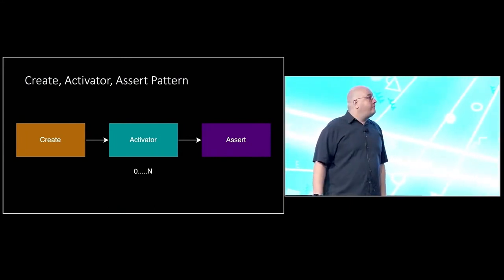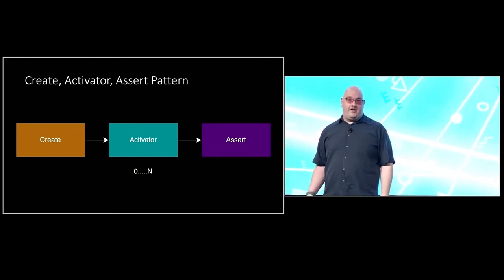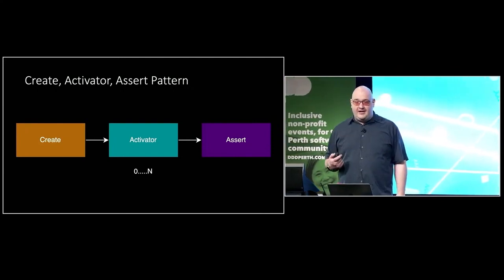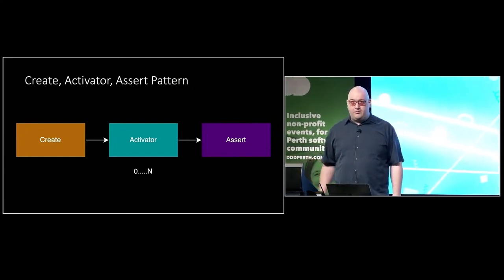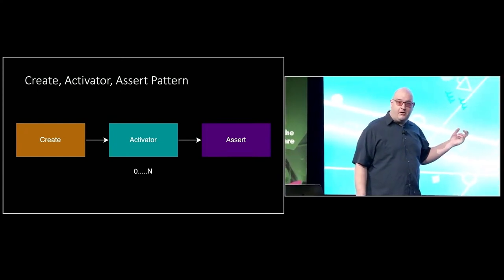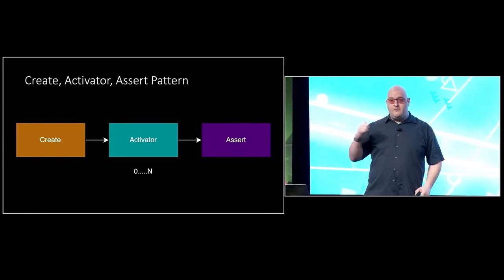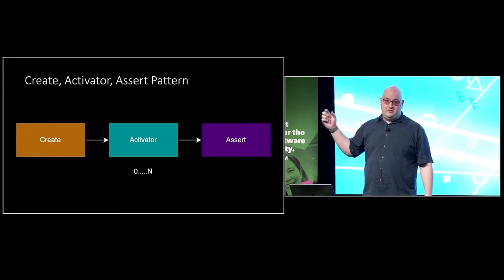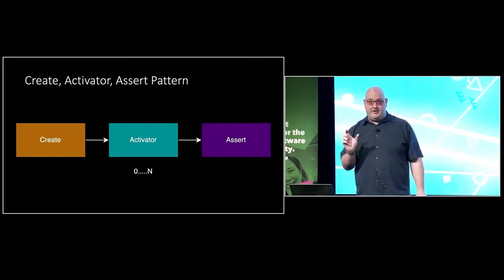So that brings me to my first pattern, the create, activate, assert pattern. And what I found was just about every test I need to write for the UI, and more broadly speaking, any other interactive system, revolves around setting up the environment, i.e. rendering the component, zero to many activators, and then asserting that what I think is true is actually true. The activator is a slightly complicated part.